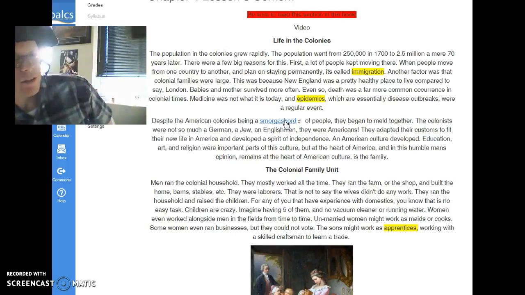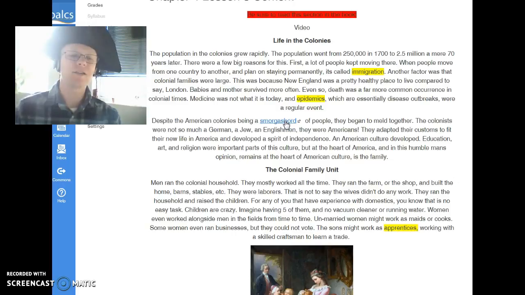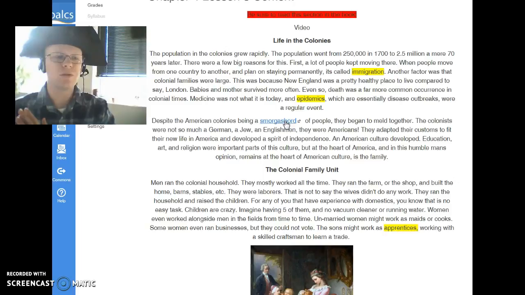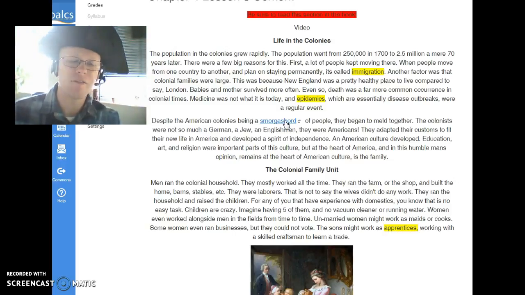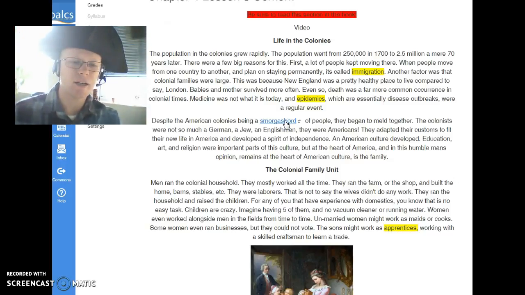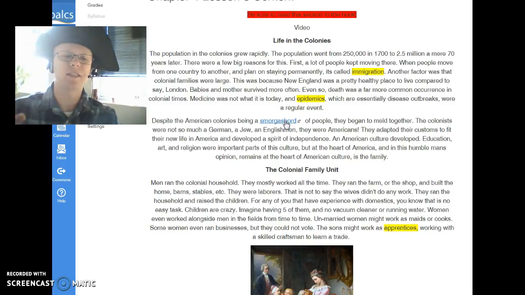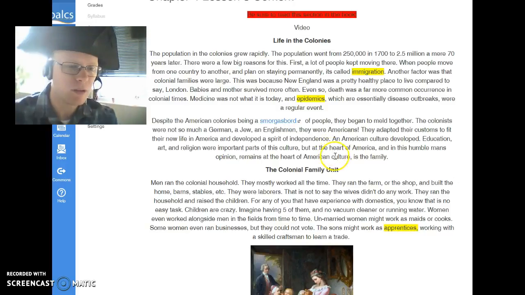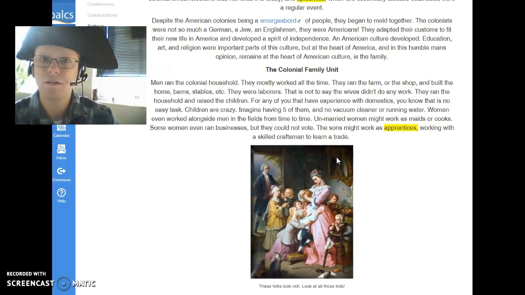So despite the American colonies being a smorgasbord of people, they began to meld together. The colonists were not so much Germans, Jews, Englishmen, as they were becoming Americans. They adapted their customs to fit their new life in America and developed a spirit of independence. An American culture developed. Education, art, and religion were important parts of this culture. But at the heart of America, and in this humble man's opinion remains at the heart of American culture, is the family. Moving on to that topic of the colonial family unit.